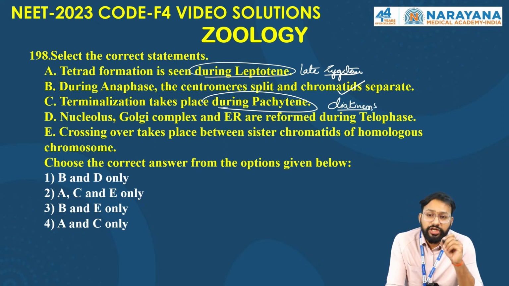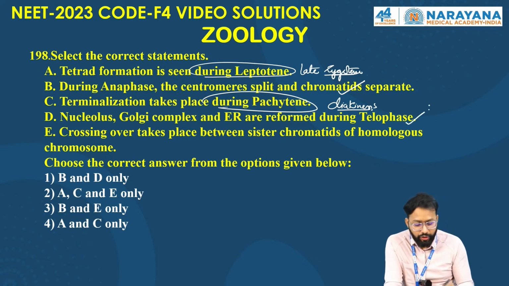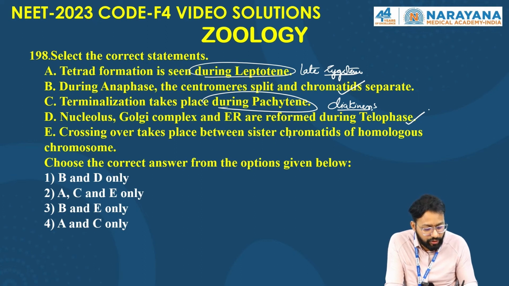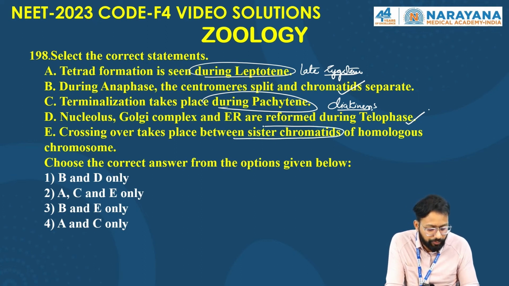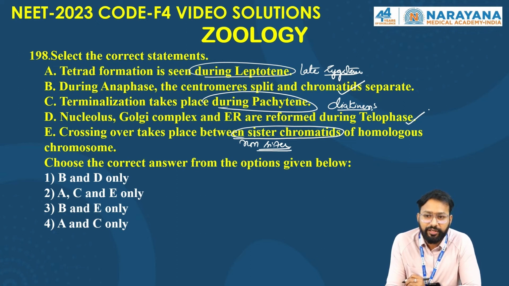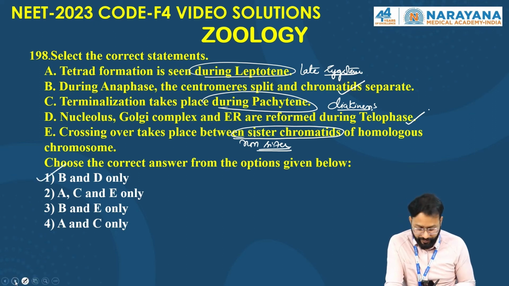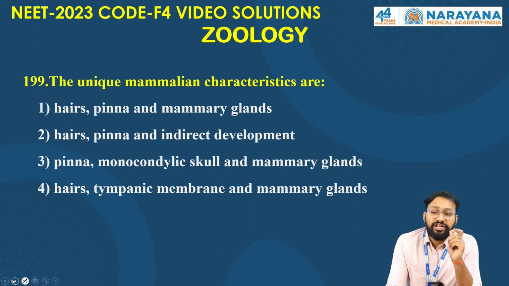The nucleolus, Golgi complex and ER are reformed during telophase, which is correct. Crossing over takes place between sister chromatids? No, it is between non-sister chromatids of the homologous chromosomes. So the correct statements would be B and D only, option 1.